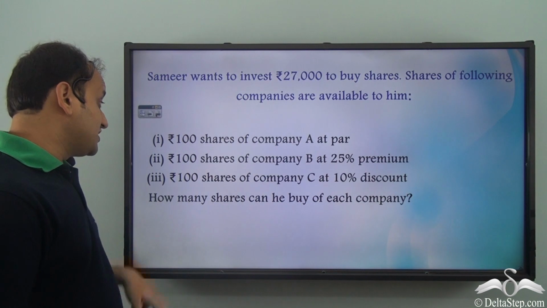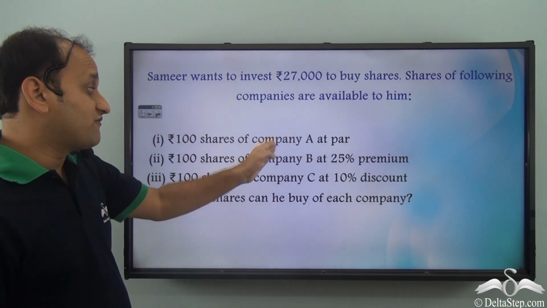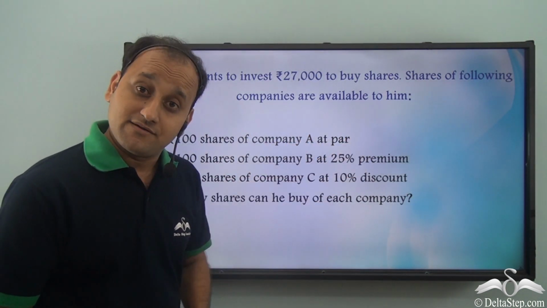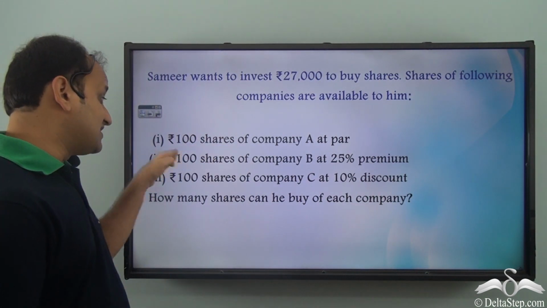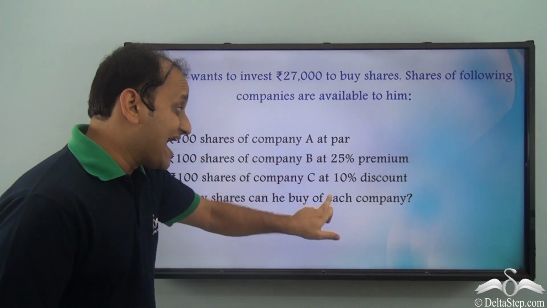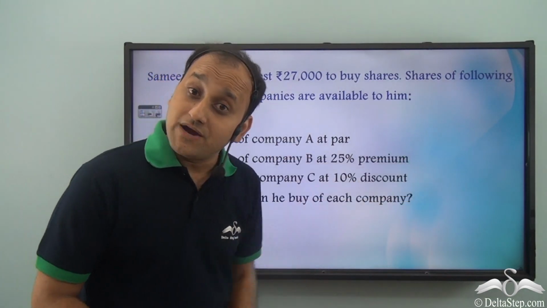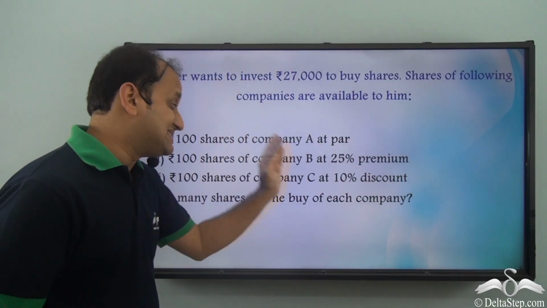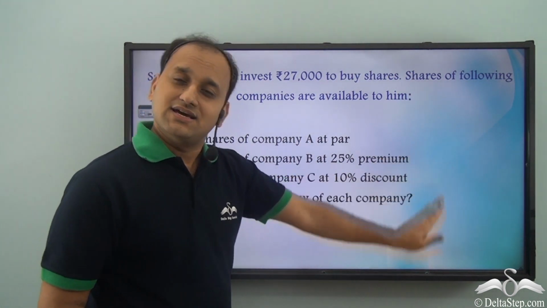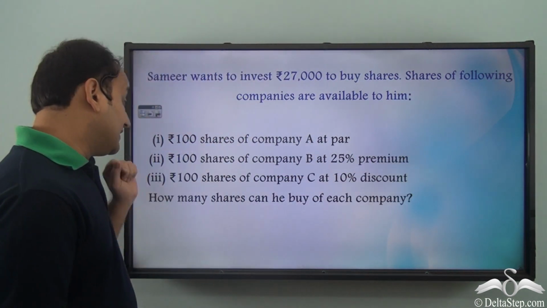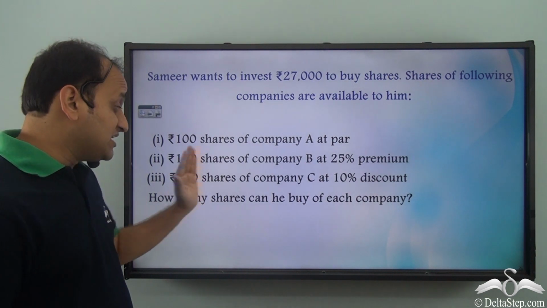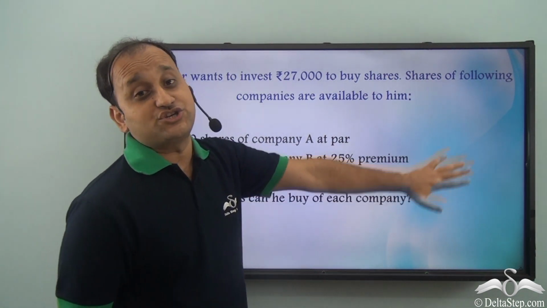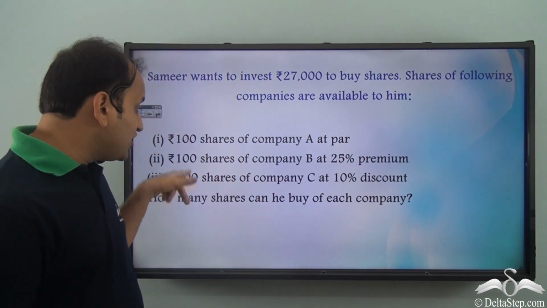So the first option is rupees 100 shares of company A at par. The second option is rupees 100 shares of company B at 25% premium. The third option is rupees 100 shares of company C at 10% discount. So we need to find out how many shares he can buy of each company. So we have three options.